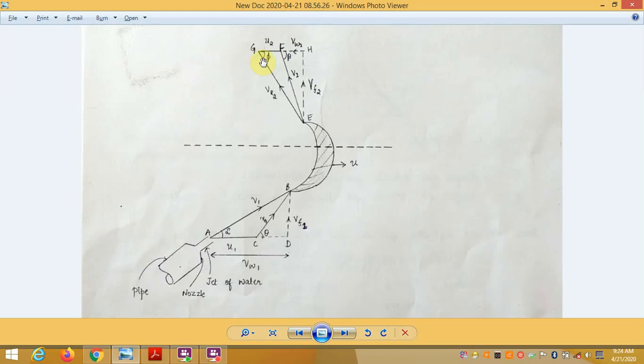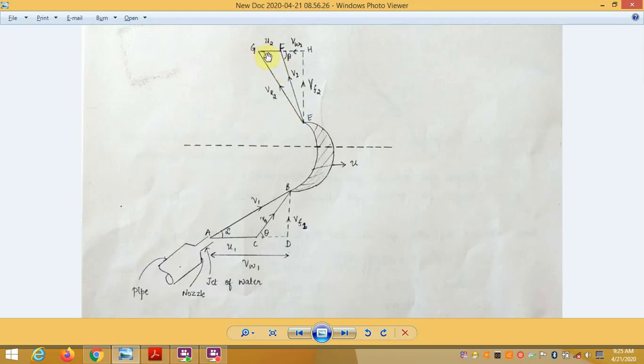Draw FG, then here FG is the horizontal line which will be tangential to the outlet tip and will be equal to the magnitude and direction of the relative velocity at outlet, that is VR2. I will join this line E and G, which becomes VR2.